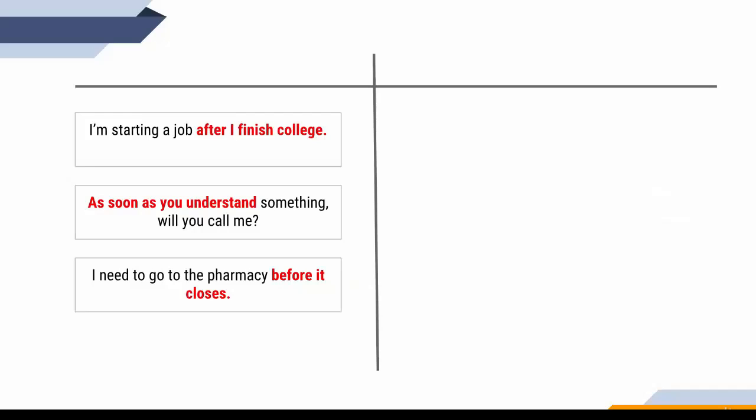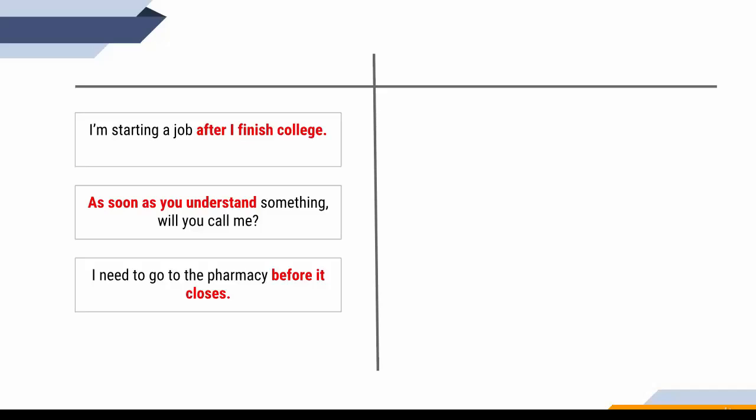Some more examples. I'm starting a job after I finish college. It's not "will," but "I'm starting": present continuous with future meaning. So it's your arrangement. I'm starting a job after I finish, not after I will finish. As soon as you understand something, the sentence here continues with the linking word and present simple after that.